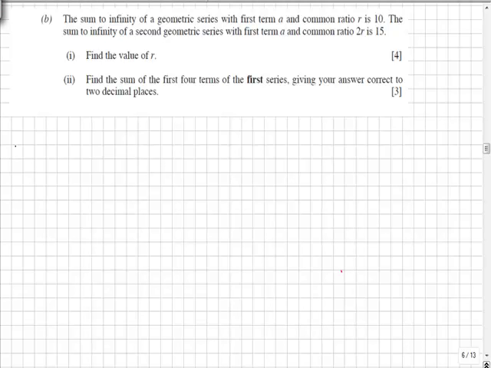In part B1, we're given some information to allow us to calculate the value of the common ratio of a geometric series. In the first instance, the sum to infinity of a geometric series with first term a and common ratio r is 10. So if you just remember from our previous question, the sum to infinity is a over 1 minus r. So in the first instance, we're going to have 10 is equal to a over 1 minus r.